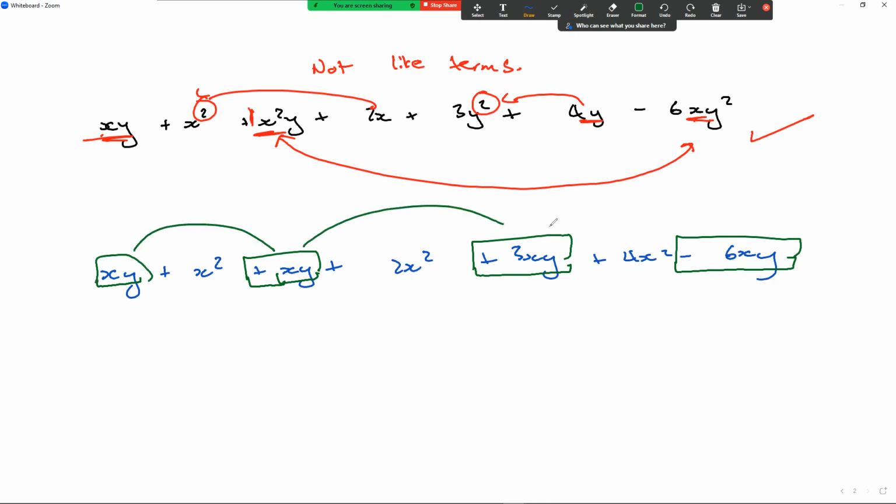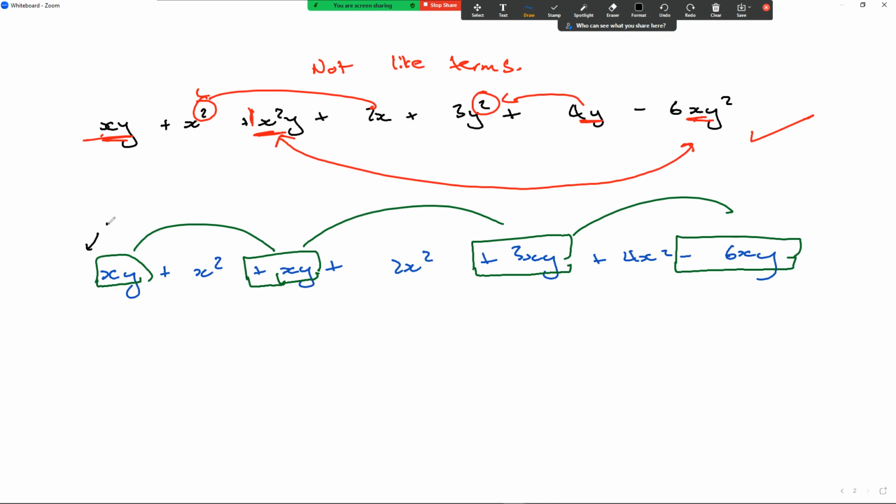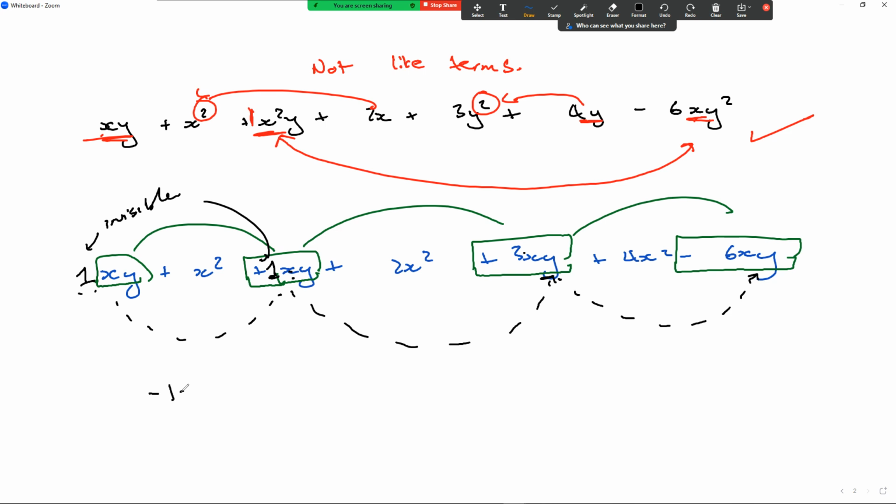And now I'm going to add these together, taking the coefficients into mind. This invisible coefficient here, and over here, is actually 1. All right, so 1xy plus 1xy will become 2xy. That's like 2 orange juices with 1 part concentrate and 1 part water. Plus 3xy would be 1 plus 1 plus 3. 1 plus 1 is 2, 2 plus 3 is 5. And then 5 minus 6, we're now going to look at integers. If I've got 5 and I'm minusing 6, it's going to be negative 1xy.